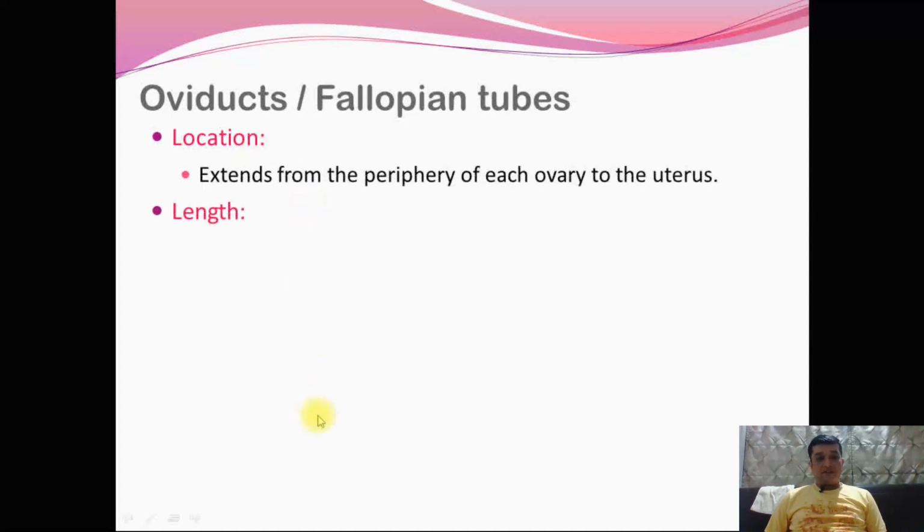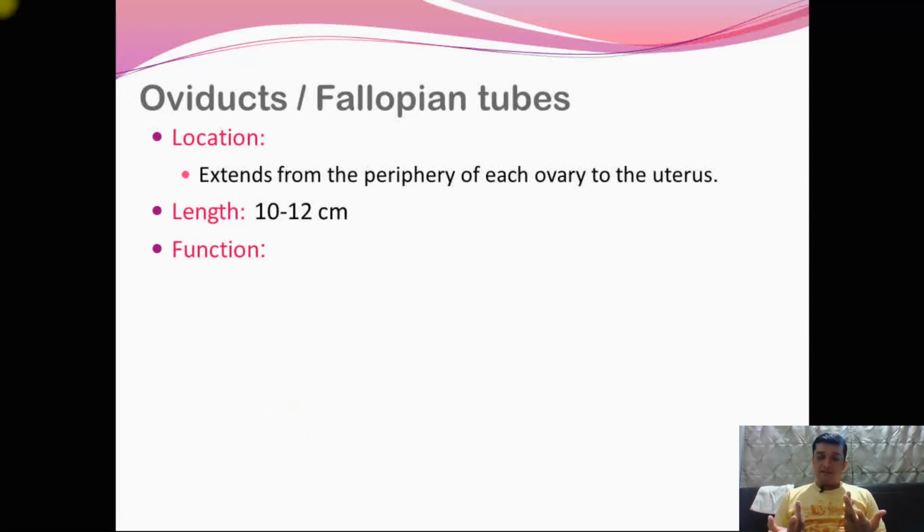Location: it extends from the periphery of each ovary to the uterus. The part towards the ovary is an open end, and it is not exactly attached to the ovary. That is why I am saying it is an open end, because it helps in the collection of the ovum. Then it extends up to the uterus, where it joins the uterus. So on both sides of the uterus you have fallopian tubes connecting. Length is approximately 10 to 12 centimeters.